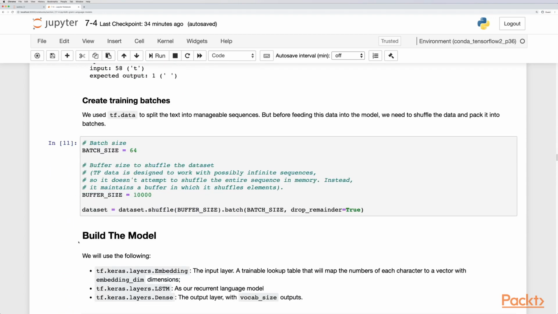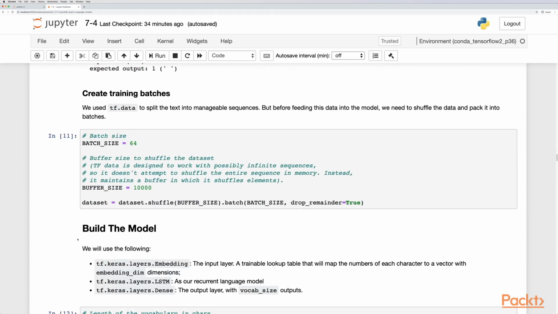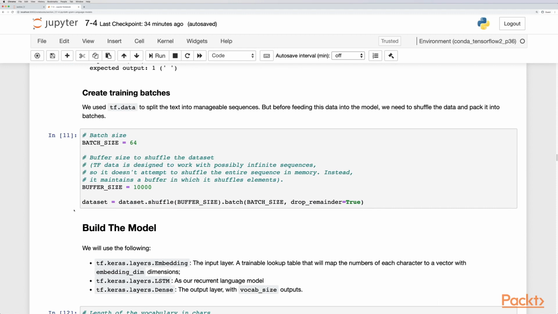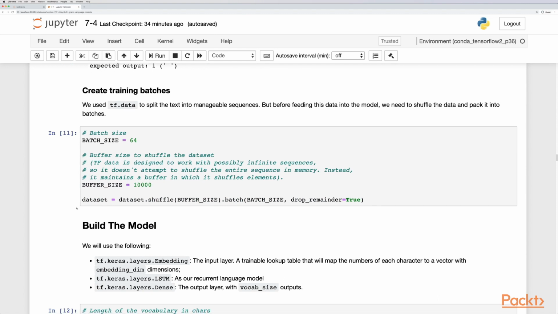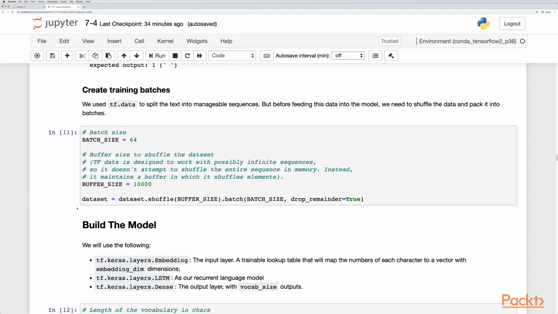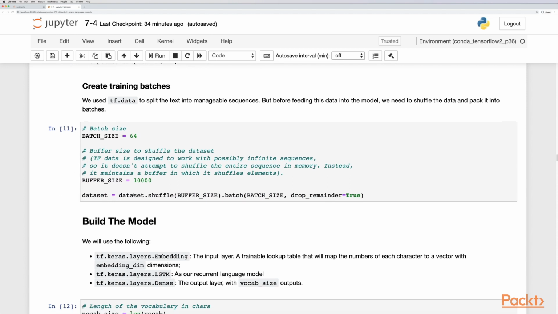So, creating training batches. We use tf.data to split the data into manageable sequences. Before feeding this data into the model, we need to shuffle the data and pack it into batches. We do this using dataset.shuffle, specifying a buffer size, and then batch. The buffer size for the shuffle is designed to work with possibly infinite data sequences in the tf.data object. So it doesn't attempt to shuffle the entire sequence in memory; instead it maintains a buffer from which it shuffles elements, and we have to specify this here.